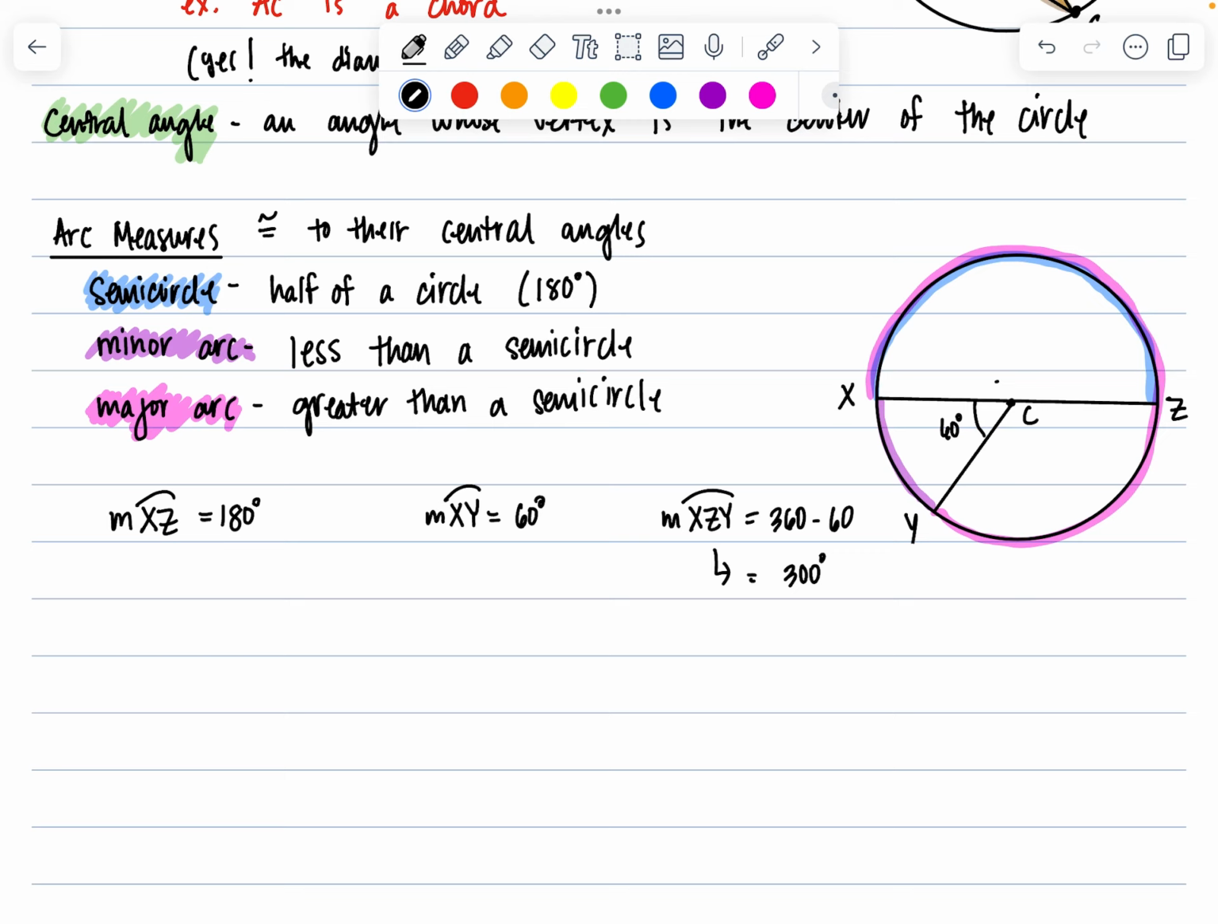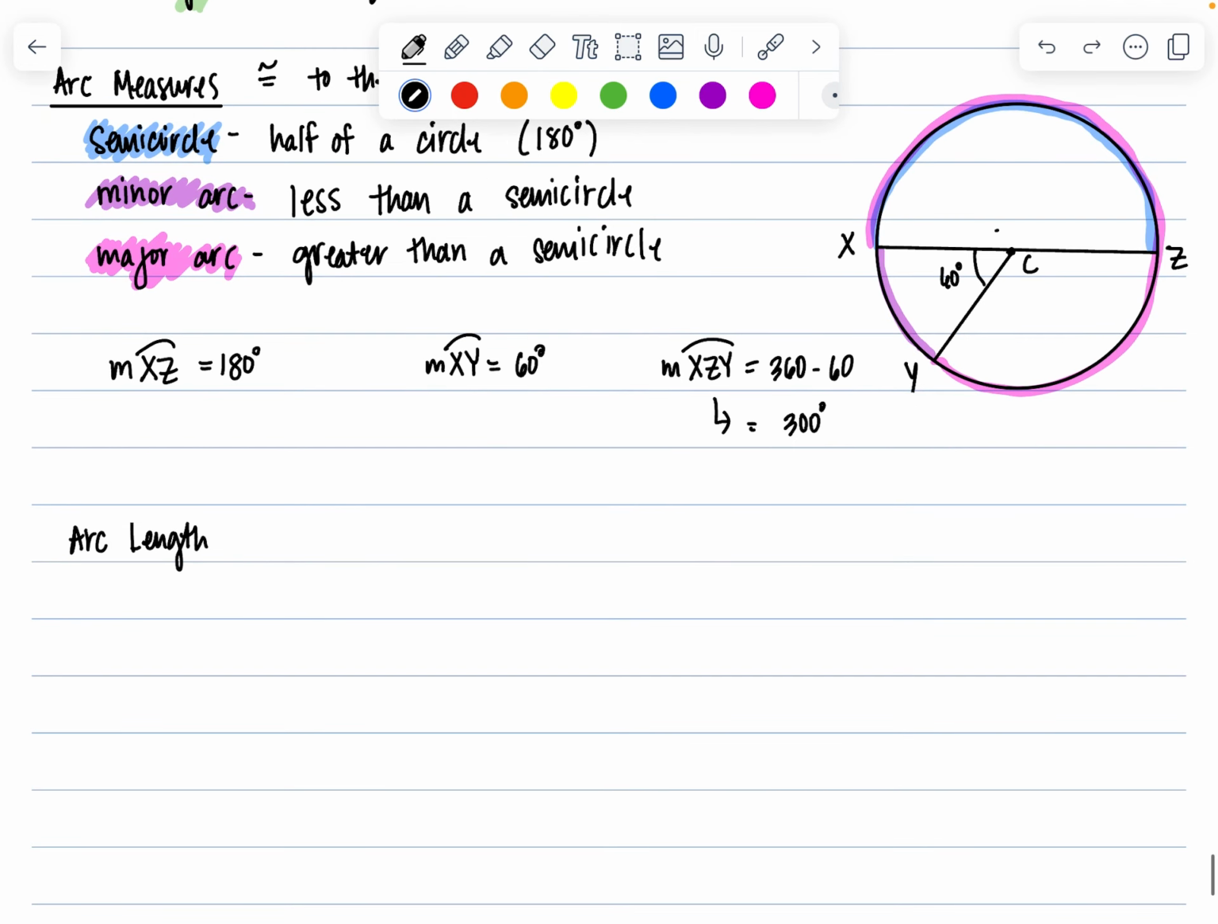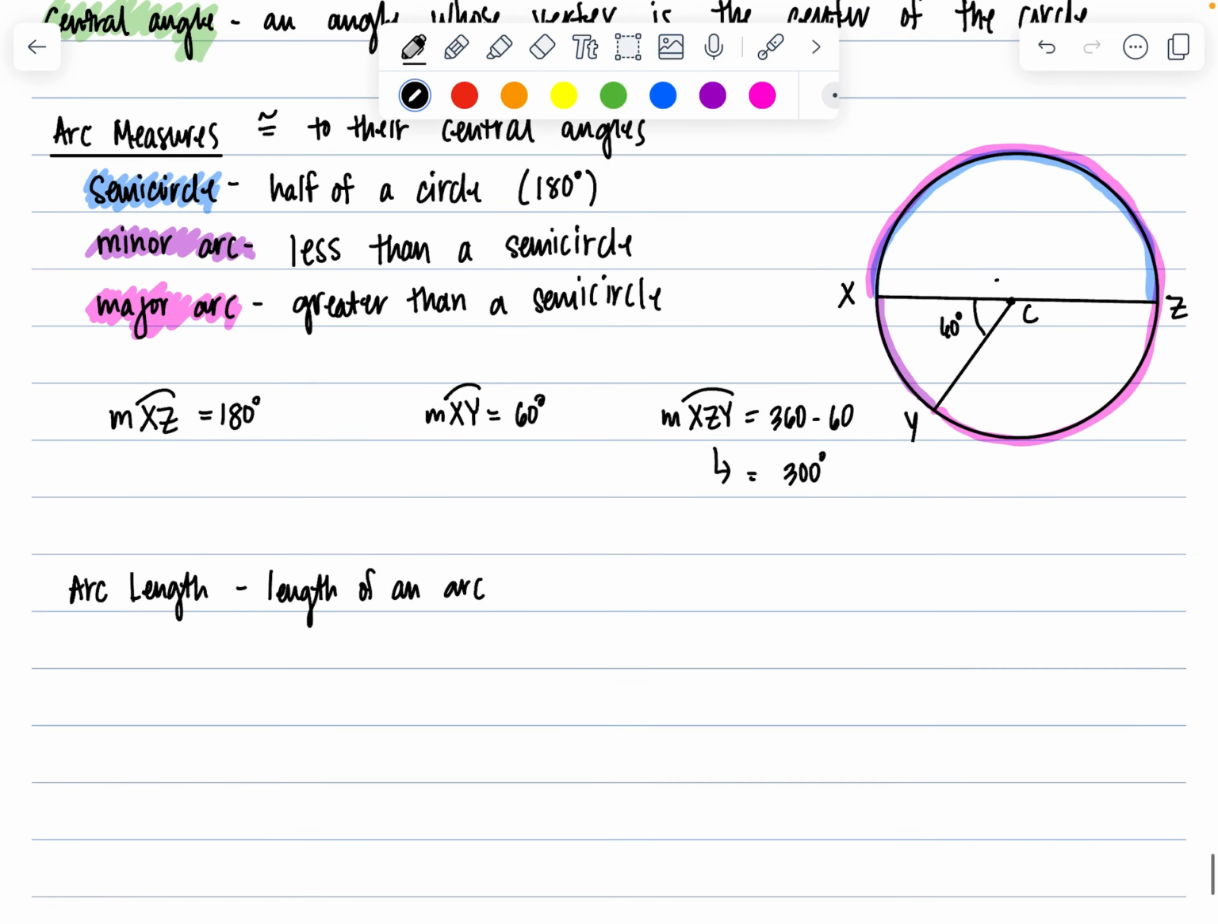All right. The last thing we're going to talk about is arc length. We've talked about this in the past, but just as a refresher. I'm going to use this circle so you don't have to copy a new one. Arc length is literally pretty much the length of an arc. Now, if it's a full circle, that would just be the circumference, 2 pi r. So just as a reminder, circumference is equal to 2 pi r, or pi times diameter.